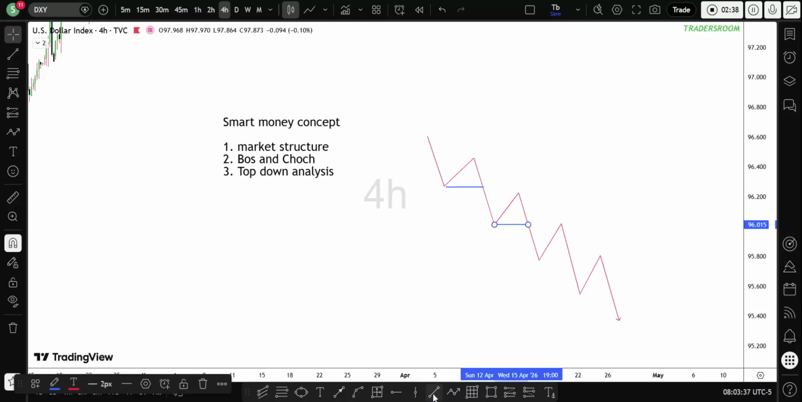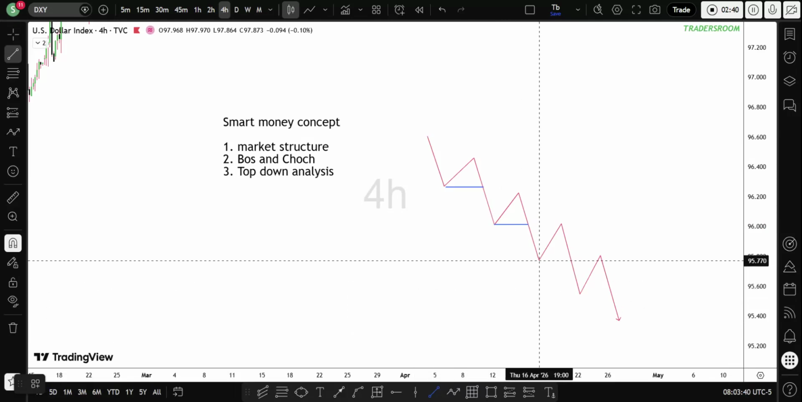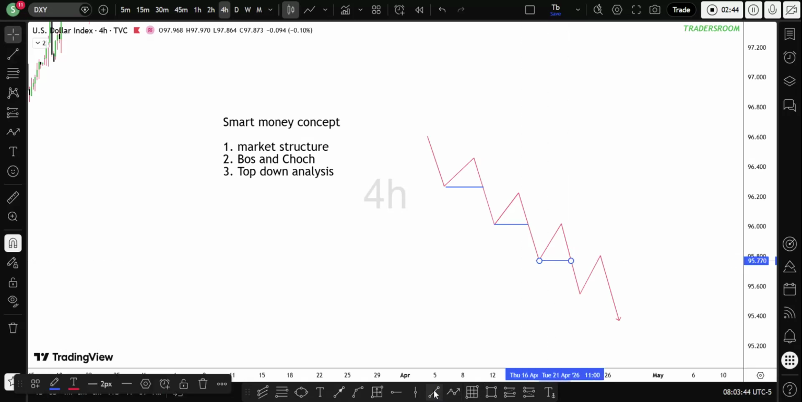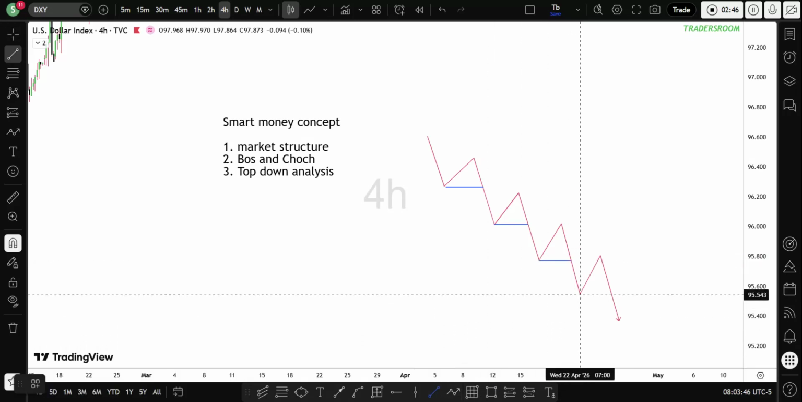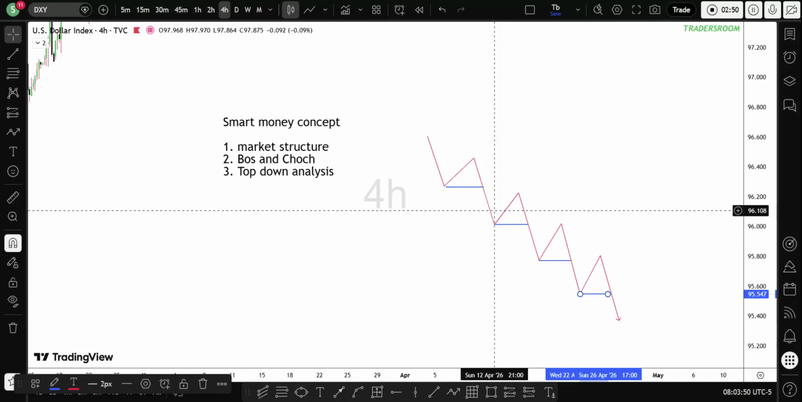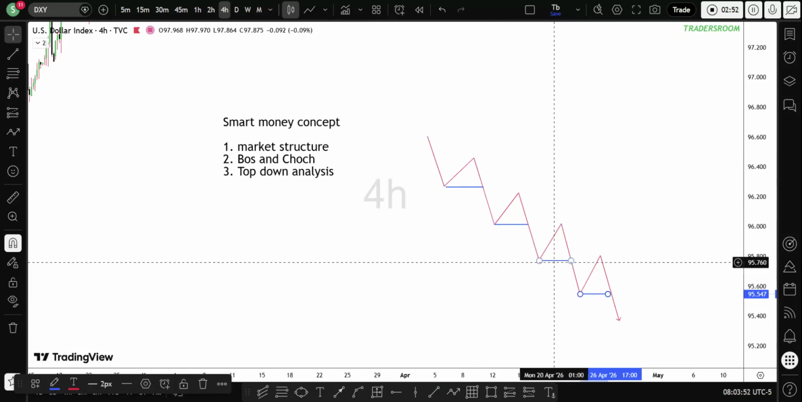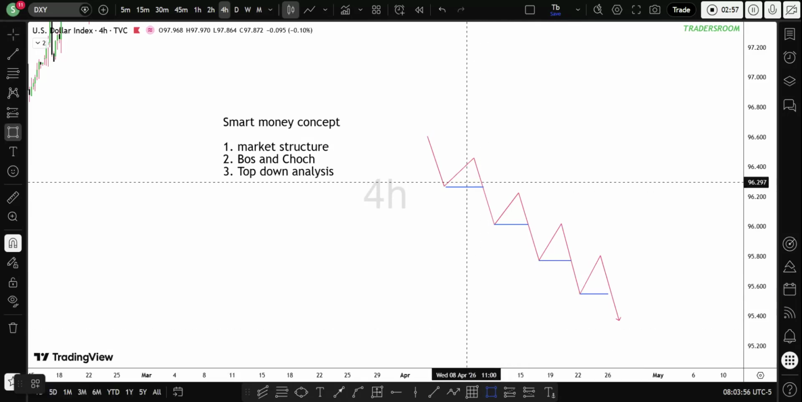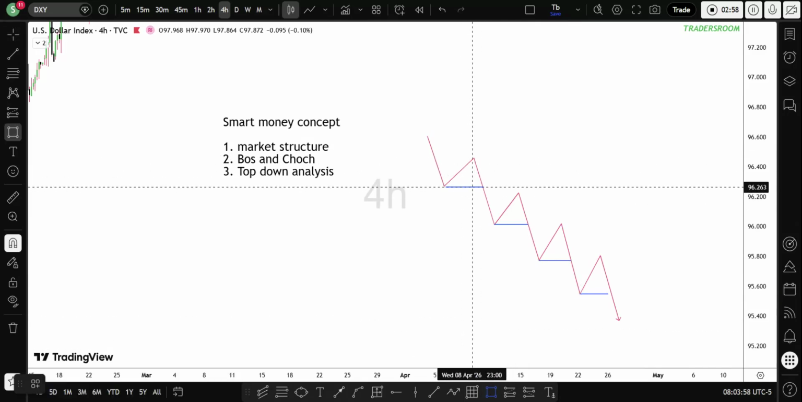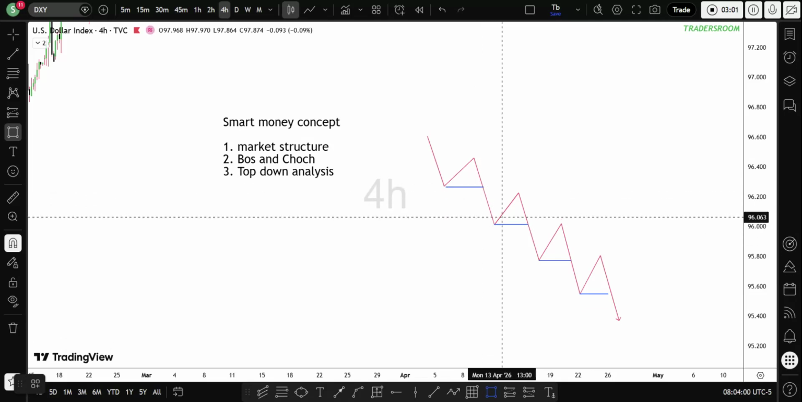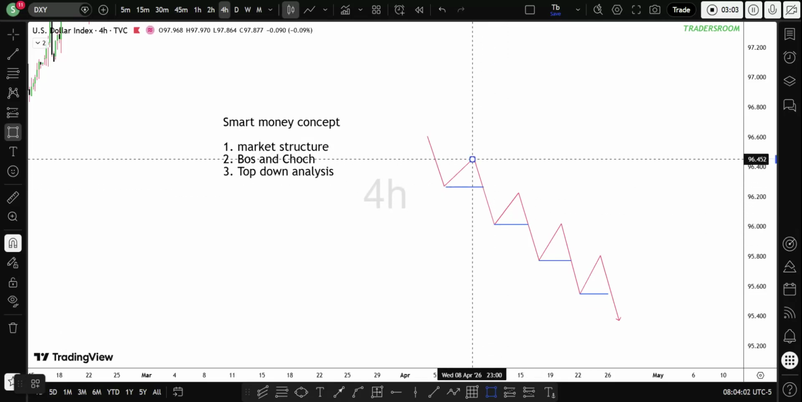When it is breaking lows, it is called a bearish trend. When it is breaking highs, it is called a bullish trend. So this low that it's breaking, it keeps on breaking, it keeps on breaking. Therefore, it means that this trend is bearish. So what are we going to do? We are going to be looking out for a point of interest after each break for price to come back in and resell.